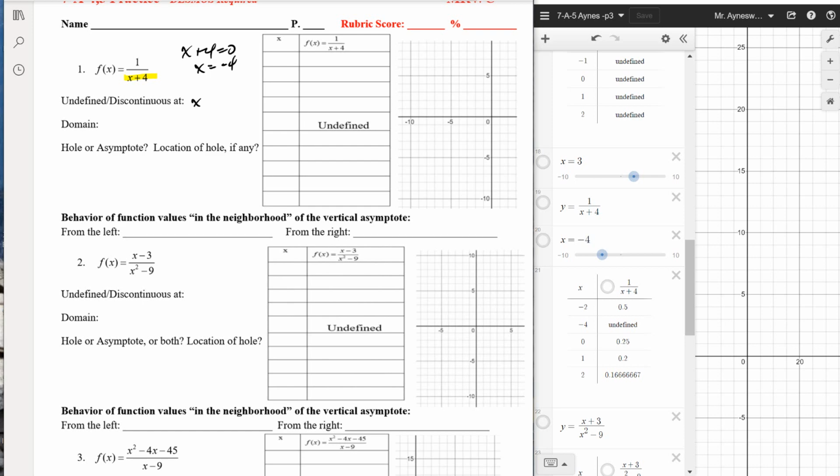So it's undefined at x equals -4 because that's the value of x that makes the function undefined, right? -4 plus 4 is equal to 0. 1 divided by 0 is undefined. Okay, you're going to see that when we graph it in Desmos as well. You're going to see a vertical asymptote there because we cannot factor or simplify this. So this indicates that we have a vertical asymptote, not a hole, but a vertical asymptote.